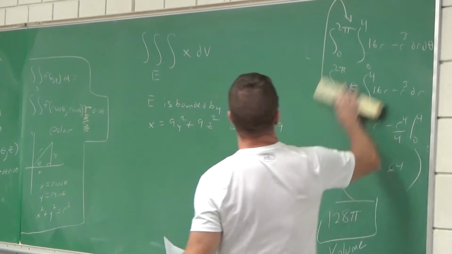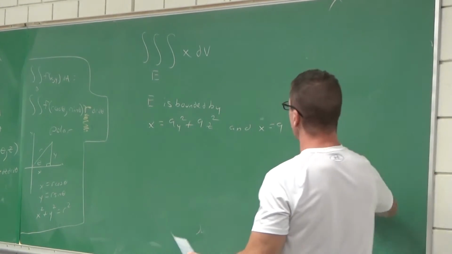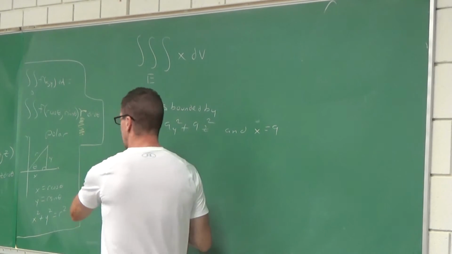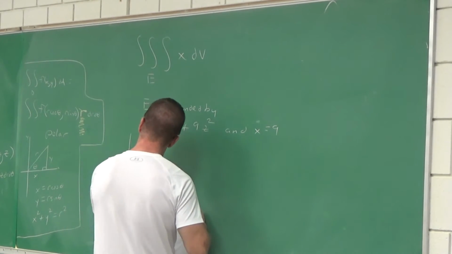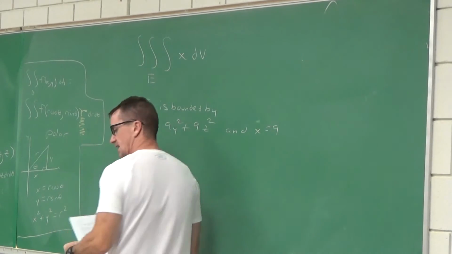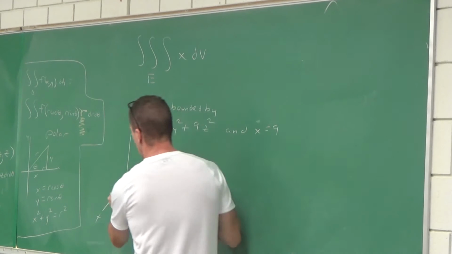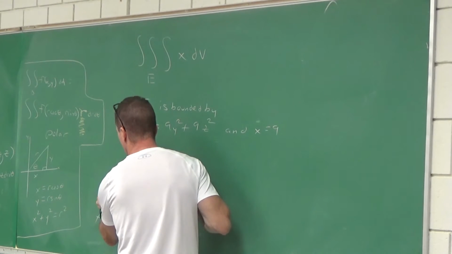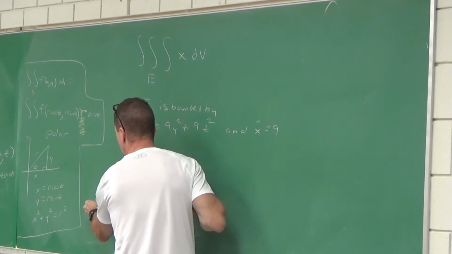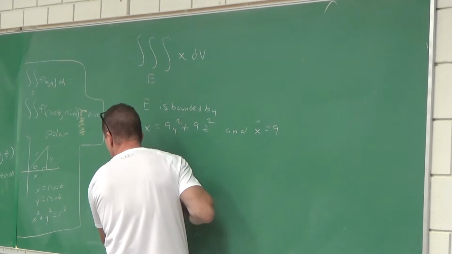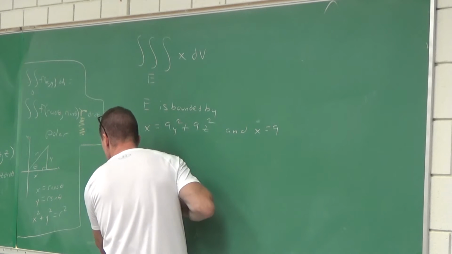So I'm going to draw this, but I want you to tell me how we could still use cylindrical coordinates even though this has x equal to and x equal to. You know what this looks like? Everyone, here's the x-axis. Where's x equal to 9? 2, 3, 4, 5, 6, 7, 8, right here. And here's that paraboloid. It started from the origin and just opened up like this.